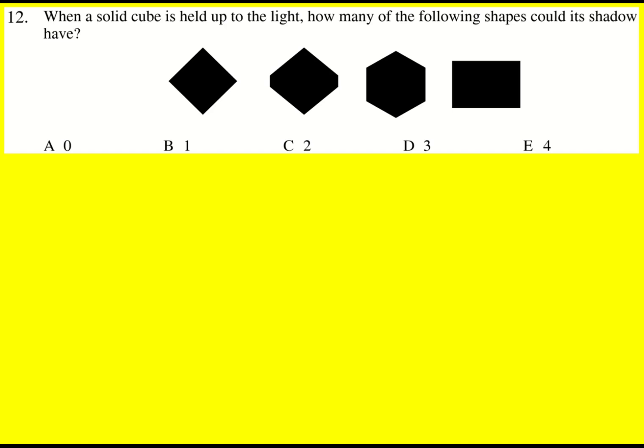I thought this was a pretty tricky question. We've got a solid cube held up to the light. How many of the following shapes could its shadow have?